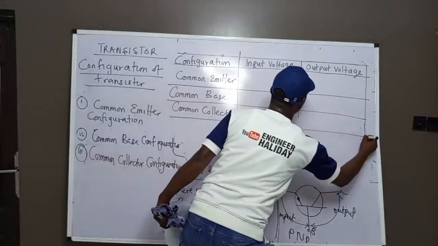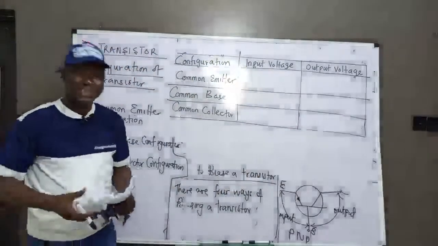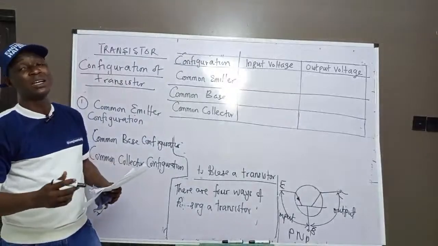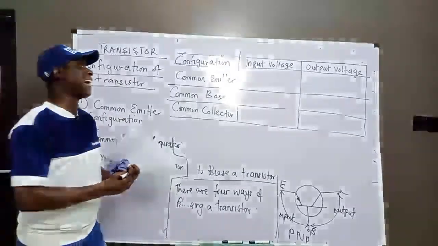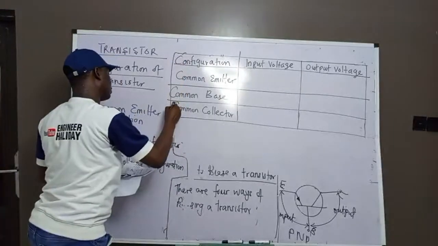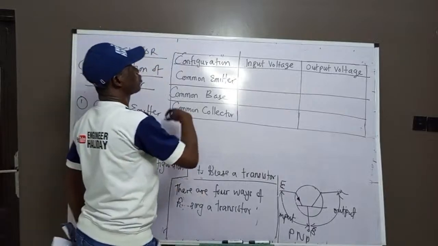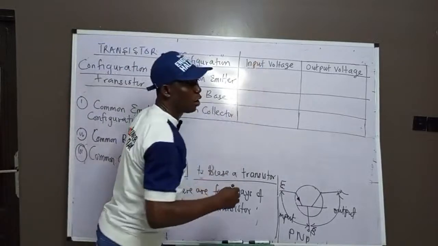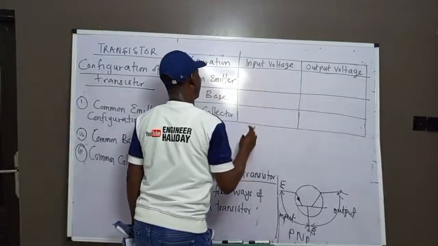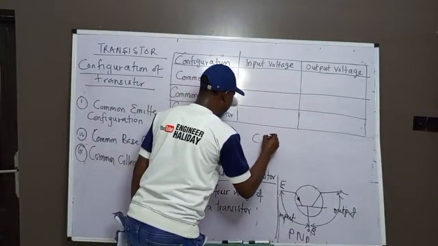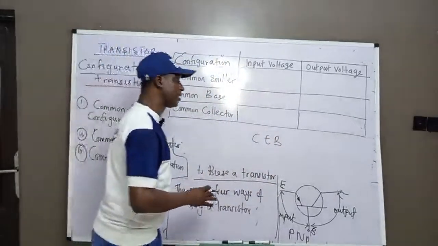Now, to configure a transistor is to arrange it. To configure is to give it an orientation, an arrangement that suits that particular circuit. So in this case, we want to arrange it in a common emitter based on what we want to use it for. Now, let me show you something: C, E, B. These are the three terminals that we have in a transistor.